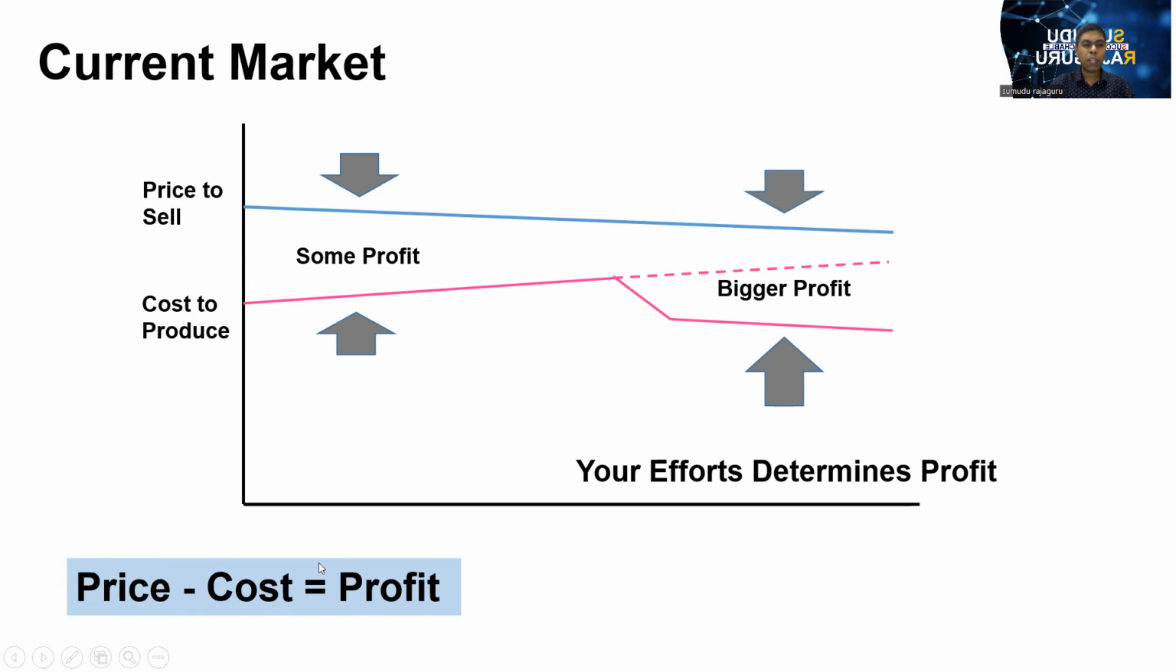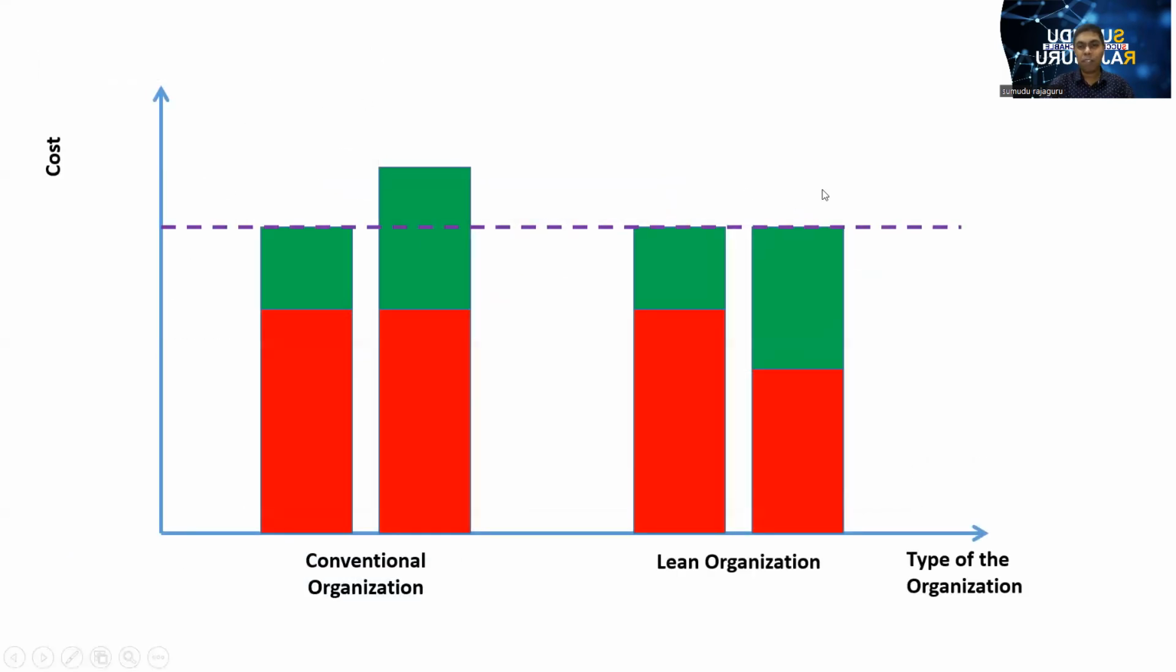So if you want to increase the profit, since price we can't change, the only way is to reduce the cost. And if you want to reduce the cost, definitely you have to do process optimization. When we see this one, this is a conventional organization. This is a lean organization. You can see that the green color illustrates the productivity, and the red color illustrates the wastages.